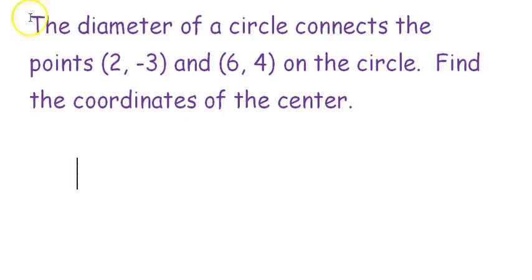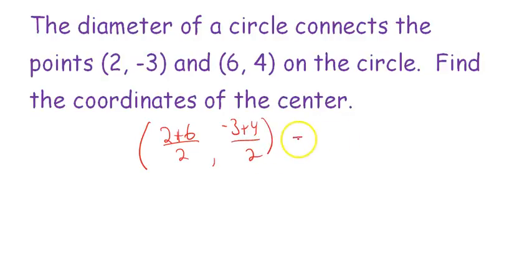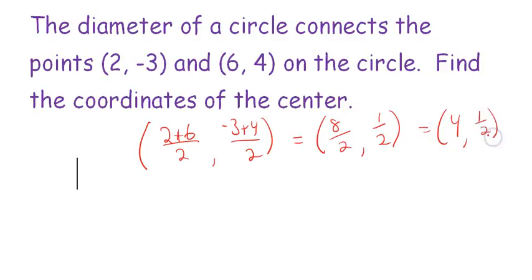by definition. So the middle of this segment that is the diameter is the center, so we find the midpoint. You have 2 plus 6 over 2 and negative 3 plus 4 over 2. And so that's going to give us 8 over 2 and 1 over 2, which is 4 and 1/2 or 4.5, whatever you need. And that would be the center of the circle that they're describing.